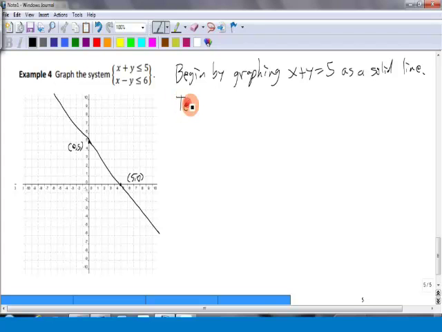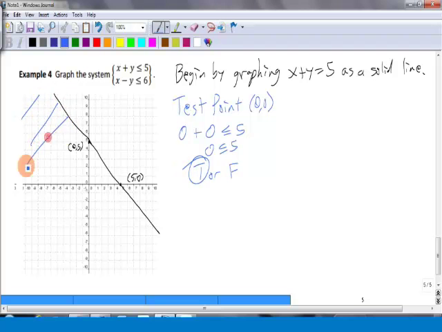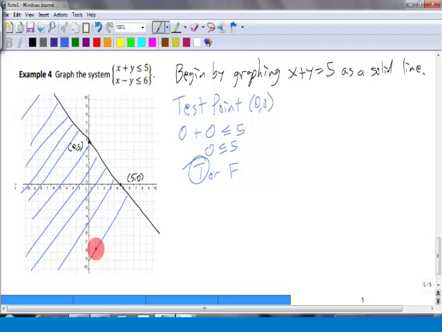So, test point, let's do the first one maybe in blue. We can use the origin. 0 plus 0 is less than or equal to 5. True or false? 0 is less than or equal to 5. I'm thinking true. So we'll shade everything below and to the left, because that's where the origin is relative to this line.